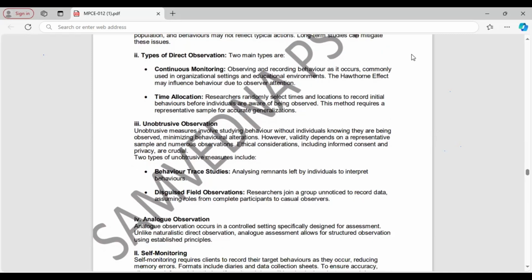Unobtrusive observation involves studying behaviors without participants' knowledge to reduce alterations. Ethical issues like informed consent are crucial. Examples include behavior trace studies, which help in analyzing remnants left by individuals, and disguised field observation, where researchers observe the behavior unnoticed within a group.